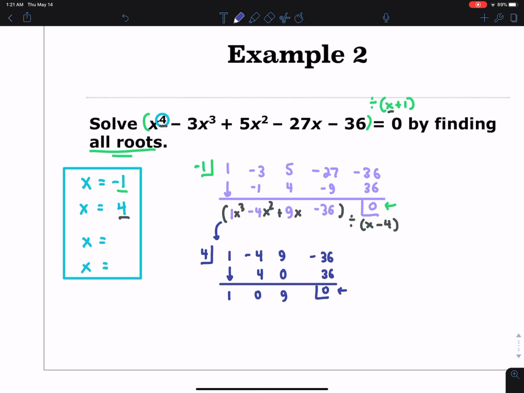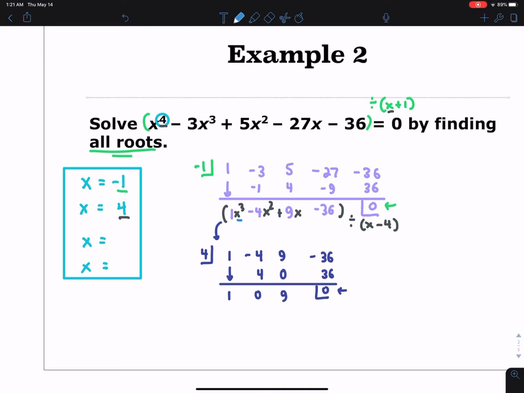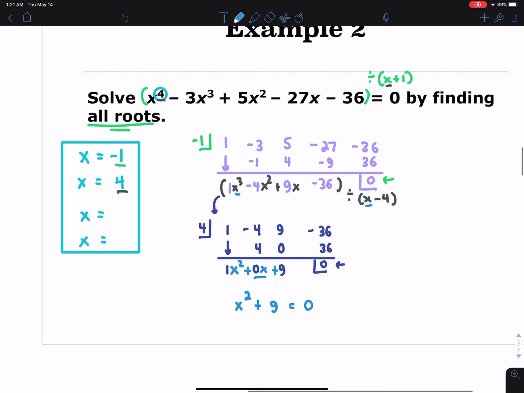Again, you need that, otherwise you did something incorrectly. So in this case, we started with x to the third. We're dividing by an x, which means we're going to have x squared plus 0x plus 9. So now we have a quadratic. We have multiple ways to solve a quadratic equation. It's really nice when we don't have an x term. So we just have x squared plus 9 equals 0. And since there's no x term, we can undo this backwards to find our last two roots.